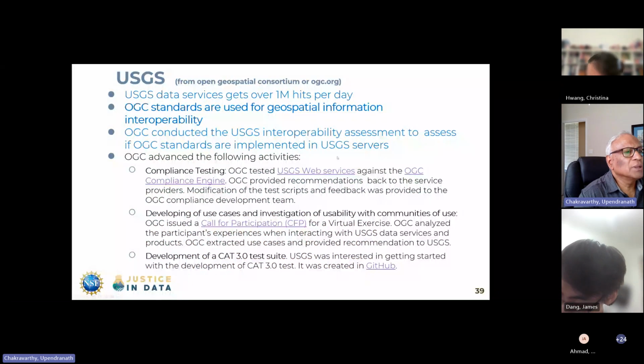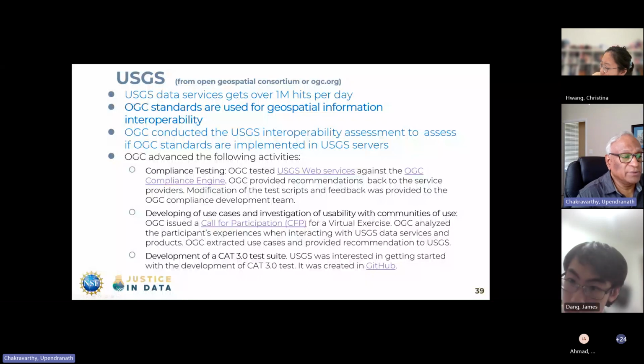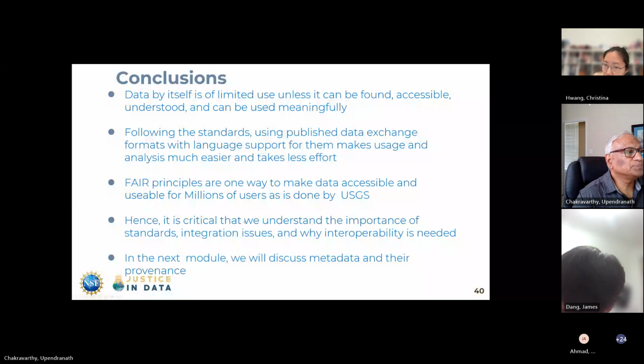USGS has its own data formats that are used. USGS data services get over 1 million hits per day. OGC standards are used for geospatial information interoperability. OGC conducted the USGS interoperability assessment to assess if OGC standards are implemented in USGS servers. So OGC advanced the following activities. It gave a bunch of recommendations as to what each USGS compliant server should provide in order to make this data interoperable within the community of the people who are using it.